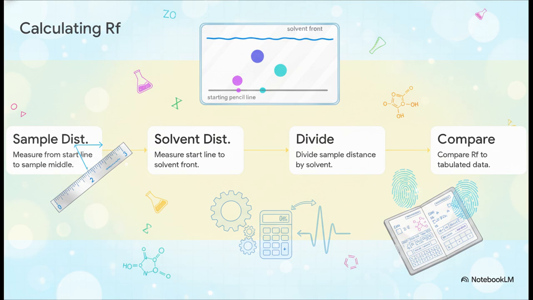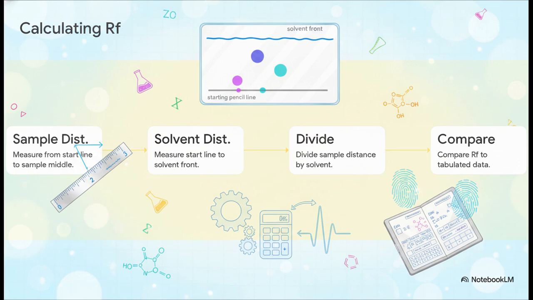Let's quickly walk through the physical procedure with just a standard ruler. Step 1, you measure from the start line to the middle of the sample spot. Step 2, you measure from the start line to the solvent line. Step 3, you divide the two. And Step 4, you compare this numerical fingerprint to known tabulated data. Once you have that RF value, you can confidently verify your chemical in that specific solvent against massive charts of known chemical data.